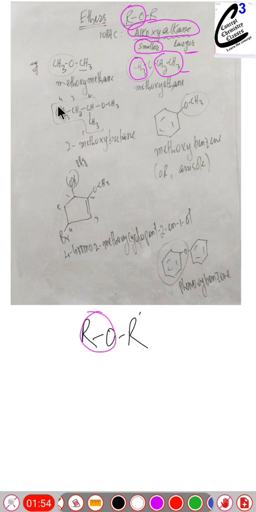So for example, the first example is dimethyl ether. Its common name is dimethyl ether. We must take this part as the alkoxy part, and this part is our alkane part. So this is called methoxymethane. Methoxy, CH3O, is called methoxy, and the CH3 will be our chain. So methoxymethane.